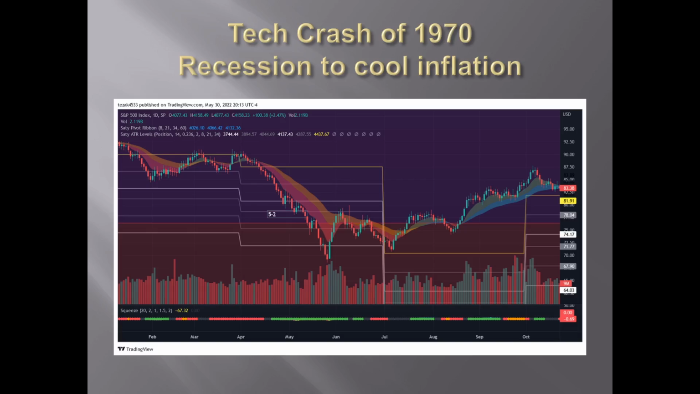Okay, 1970. We had a tech crash similar to the dot-com bubble. Talk about computers. Computers were all the thing at that time. Computer companies, HP, interestingly. And then this is also Nixon effectively causing a recession to try to cool off inflation. Arguably didn't work particularly well, but that's not the point.